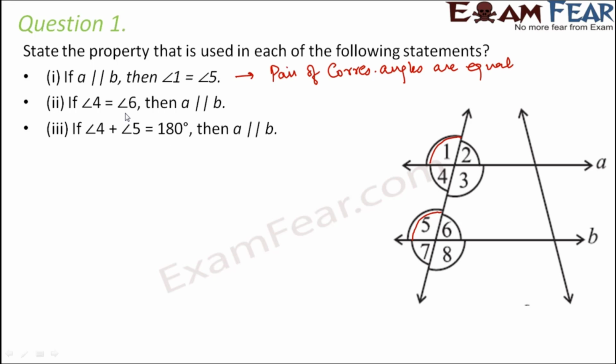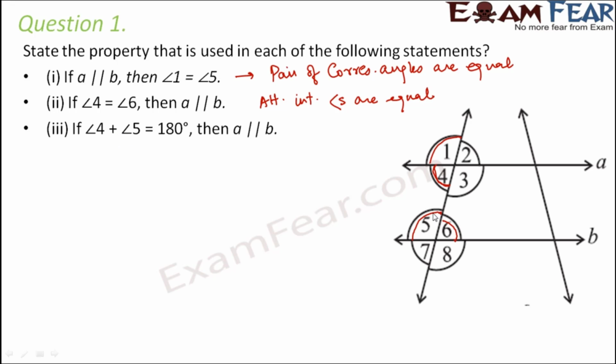If angle 4 is equal to angle 6, so this is angle 4 and this is angle 6, these are alternate interior angles. Since alternate interior angles are equal, therefore the lines are parallel, because alternate interior angles are equal only when the lines are parallel. Angle 4 plus angle 5 is equal to 180 degrees.